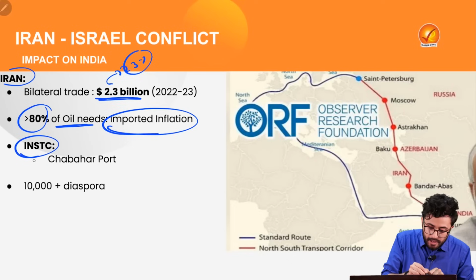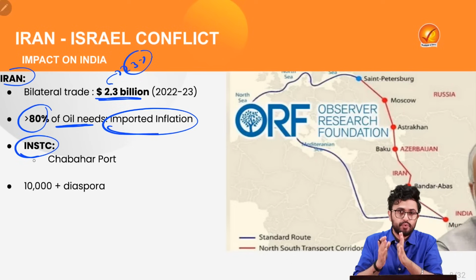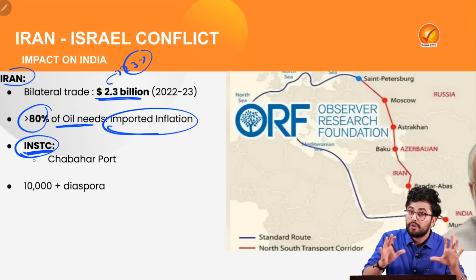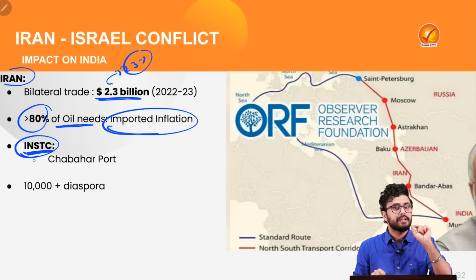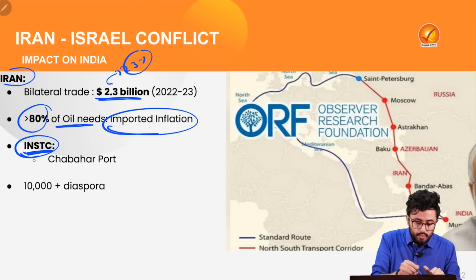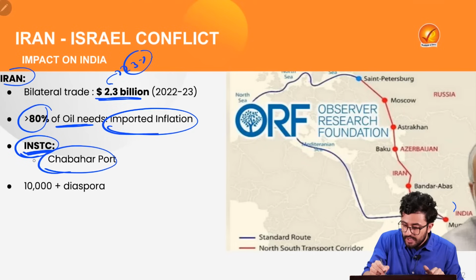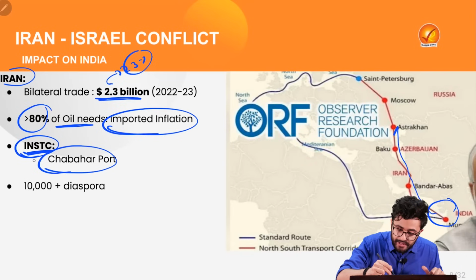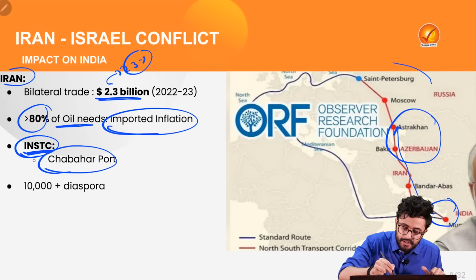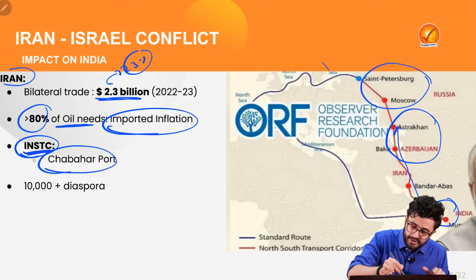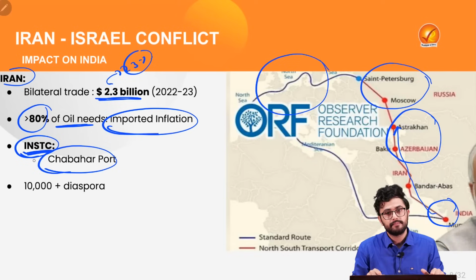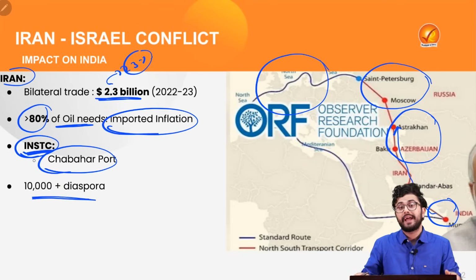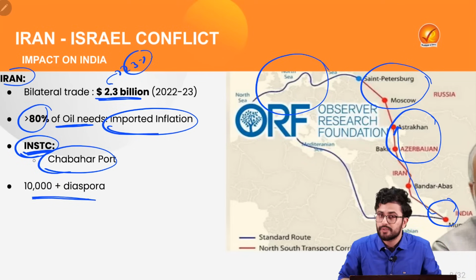Then, India is also envisaging to build an international north-south transport corridor, for which Iran is key, through the Chabahar port which we are building here, which will provide us access further en route to the Central Asian countries, to the south of Russia and to the eastern economy. Then in Iran, we have more than 10,000 diaspora.